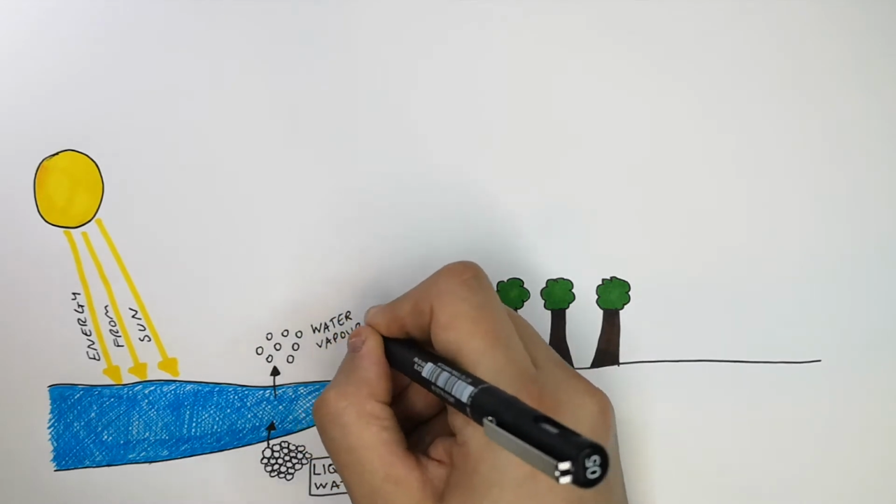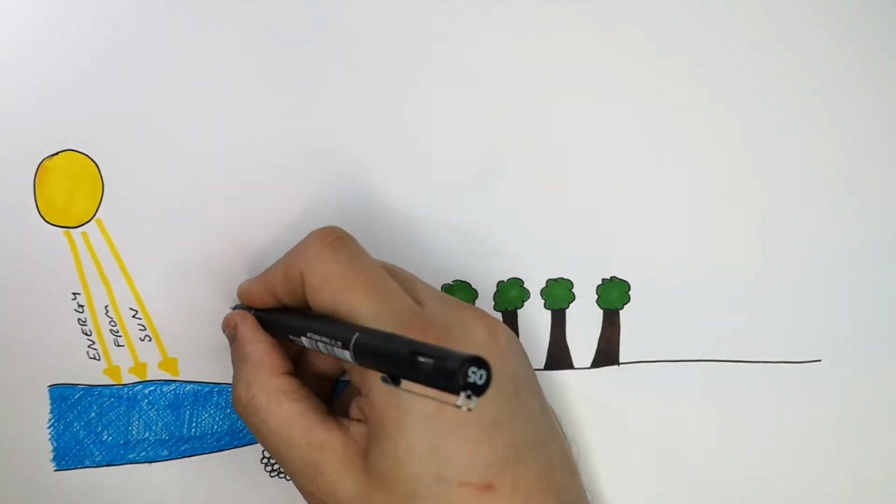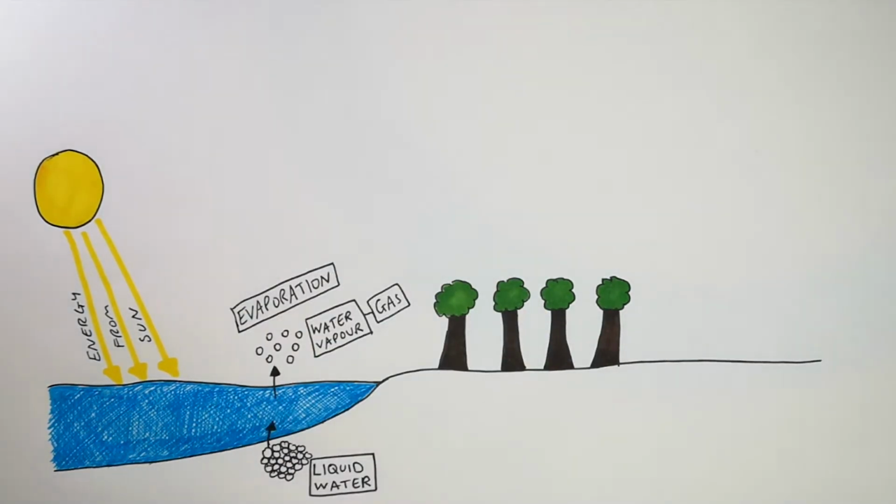And this gas is water vapor. The process of heating water from a liquid into a gas is called evaporation. This is when the water turns from a liquid into a gas.